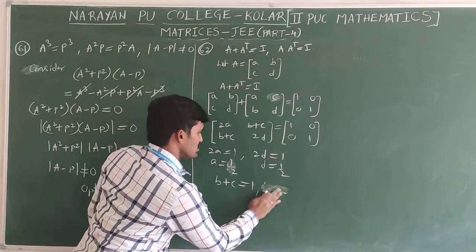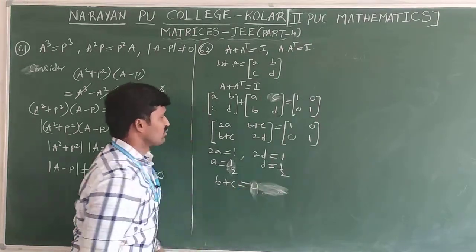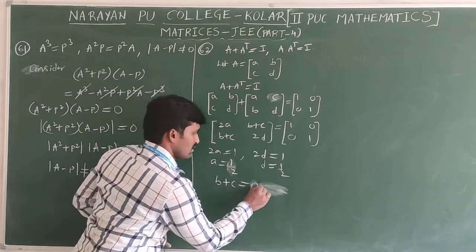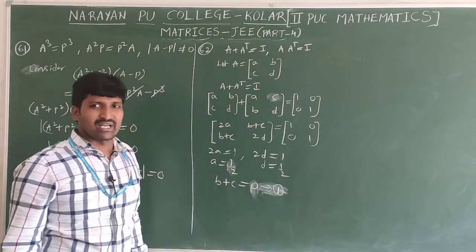Sorry. B plus C is 0 only. Both cases 0. Sorry, not 1. B plus C is 0 for both conditions. Only one equation we got. Take this one as equation number 1.